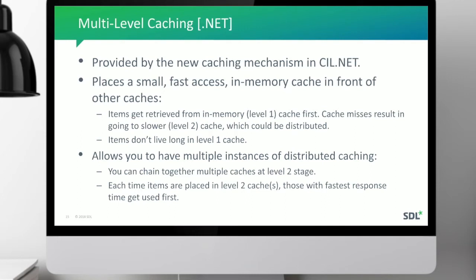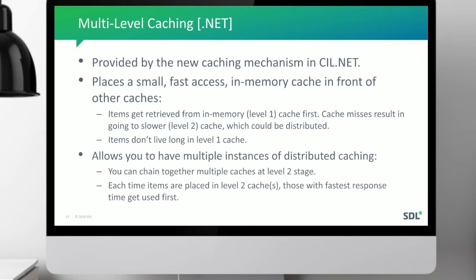At the front is a level one cache, which is a small in-memory cache. You can configure the size. And then when you get a cache miss from the level one cache, you go to the level two cache. The level two cache could be a distributed cache, and you could have multiple ones of those, spread over multiple instances, and they could go down and it wouldn't have any effect. It would just go through looking, and once it pulls it from the level 2 cache, it then puts it into the level 1 cache.